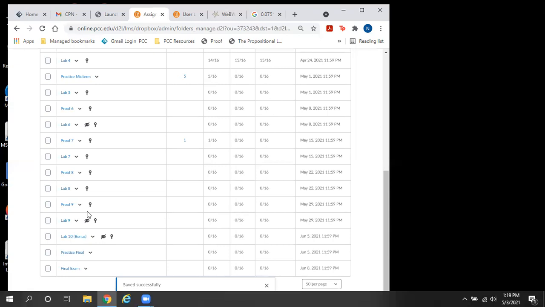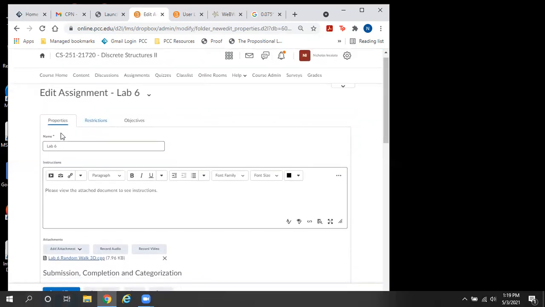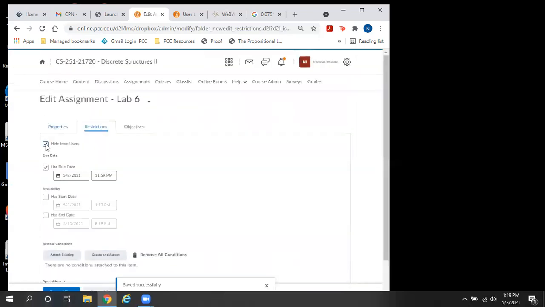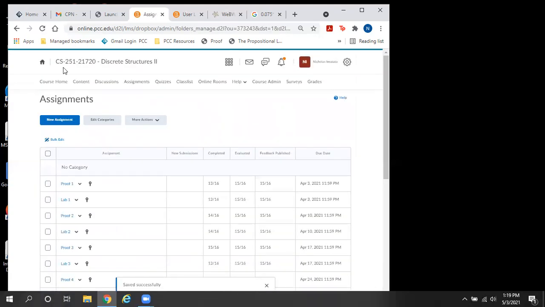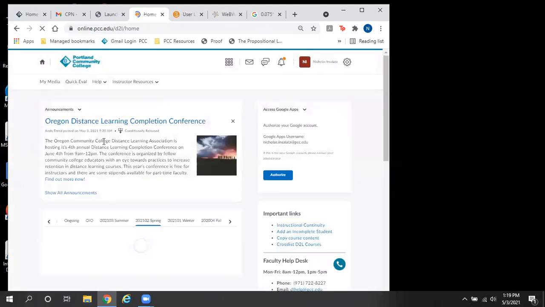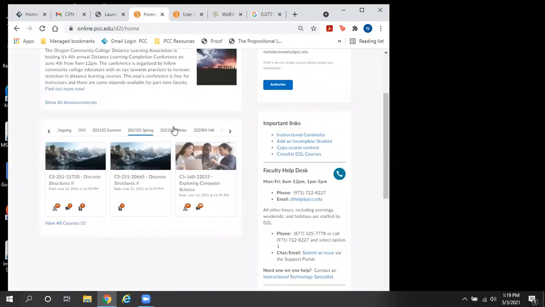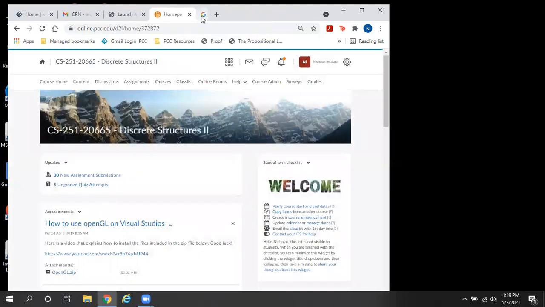Okay, so that's right. And lab 6, okay, yeah, that's all correct. So this should be the random walk. Yep, okay, so this should just be blocked back in. Let me fix that for the other class as well. Thanks for bringing that up, guys. Appreciate that. Yeah, you will have a lab and a proof this week. Okay, assignments.